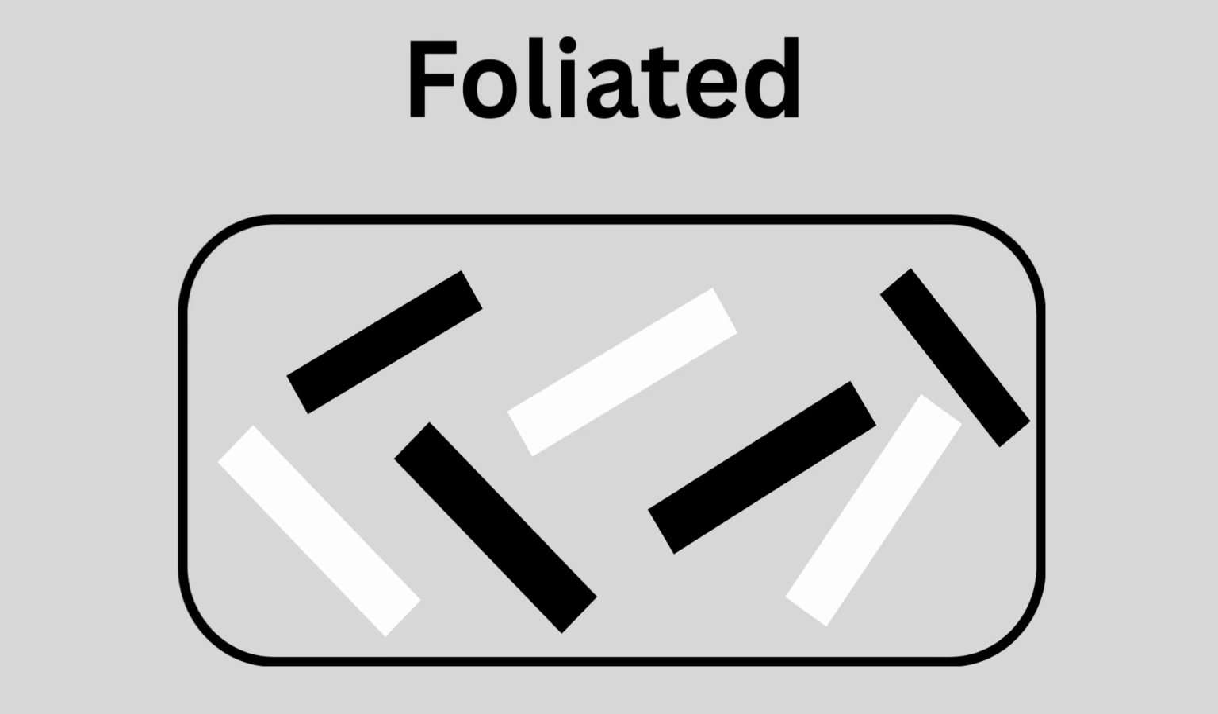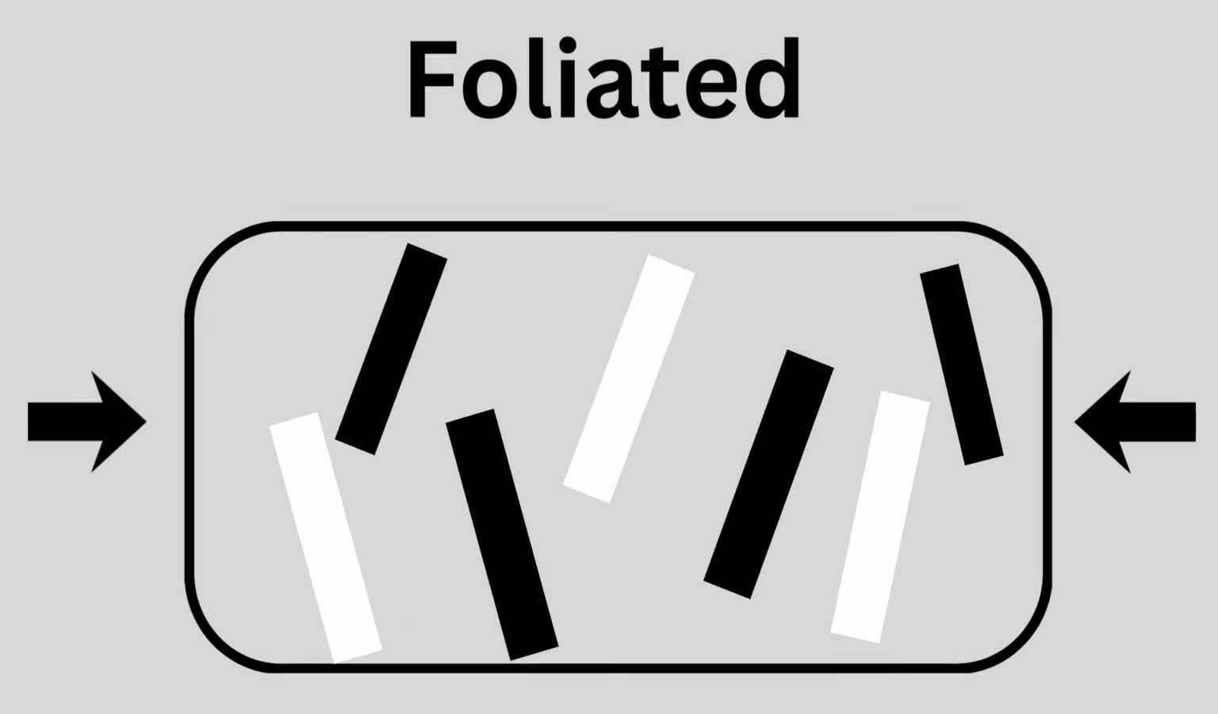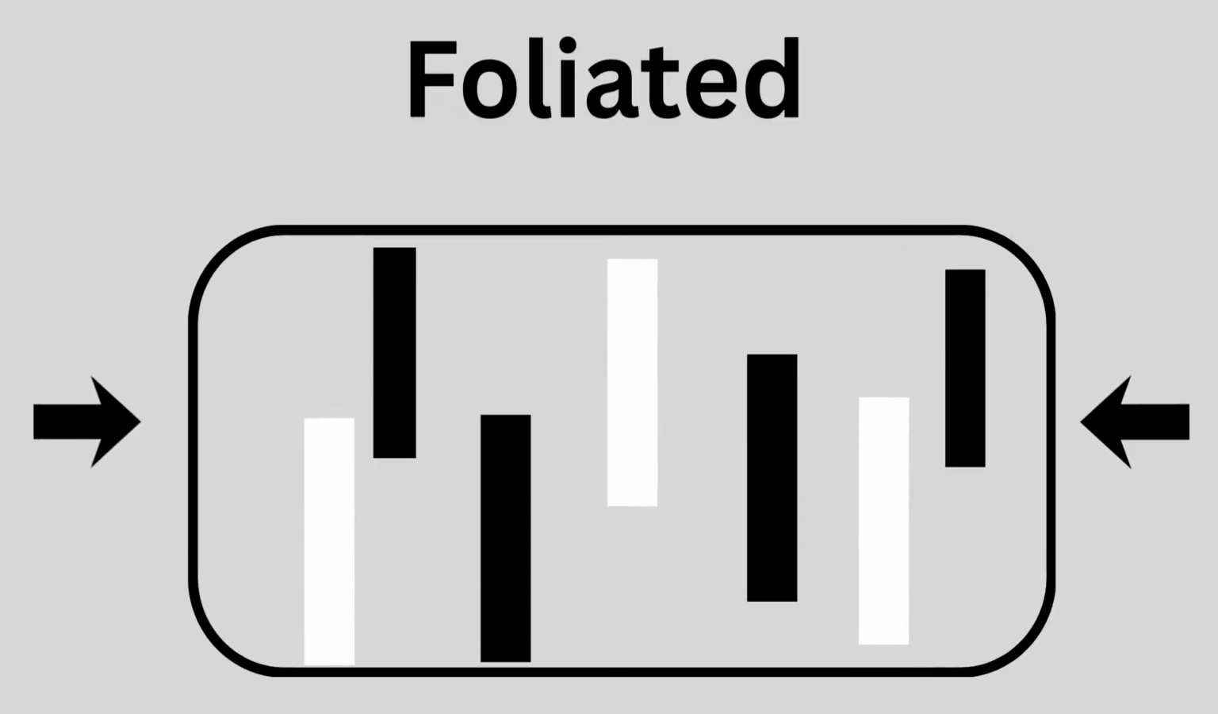Foliated textures develop when minerals align under differential stress. Flat or elongated minerals, such as mica, rotate so that their long axes are perpendicular to the direction of compression. This alignment produces a layered appearance that reflects the tectonic forces acting on the rock. Foliation may appear as thin, planar surfaces or as broad mineral bands.